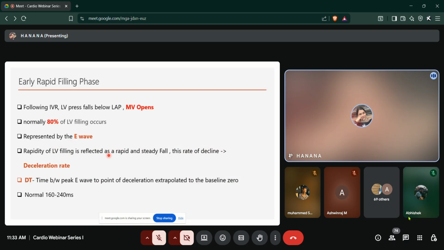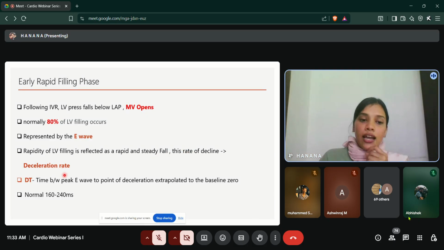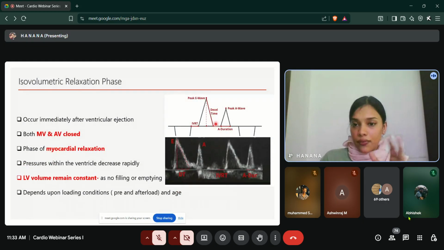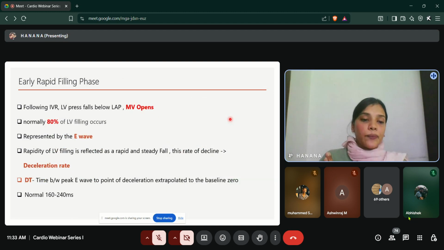So the rapidity of the LV filling is reflected as a rapid and steady fall, and this rate of decline is called deceleration rate. Time between the peak of the E wave to the point of deceleration extrapolated to the baseline zero. Just a textbook method wording. So from the peak of the E wave to the time it merges into the zero baseline, that is called the deceleration time.